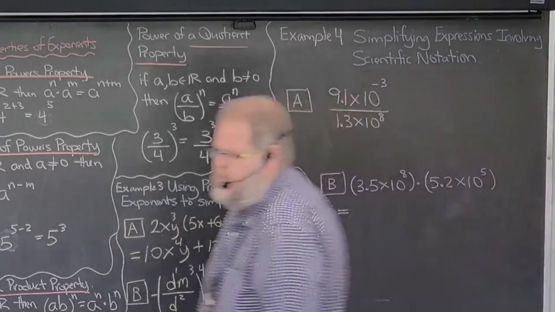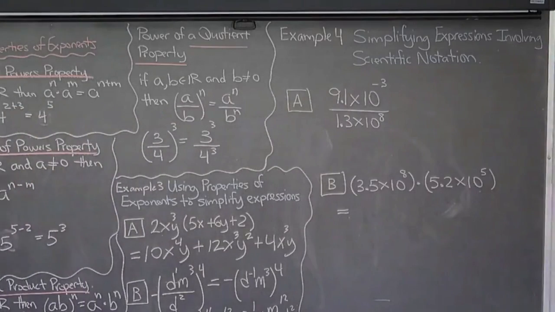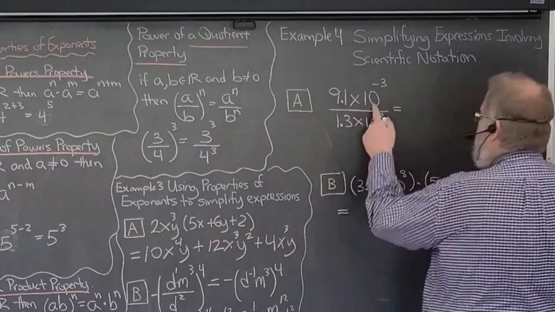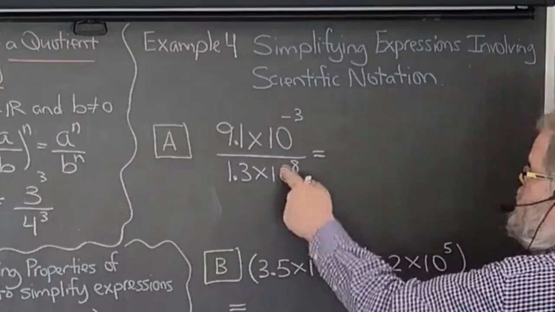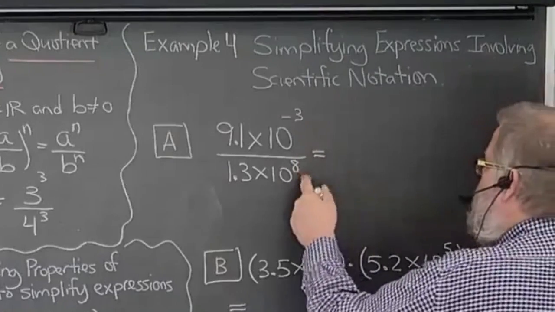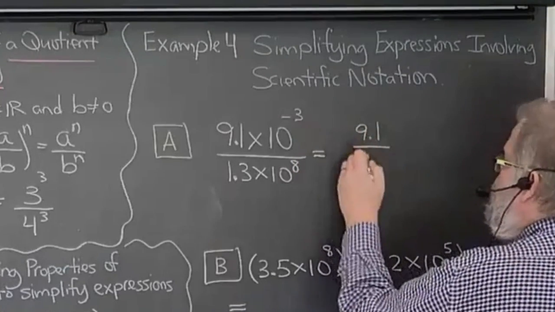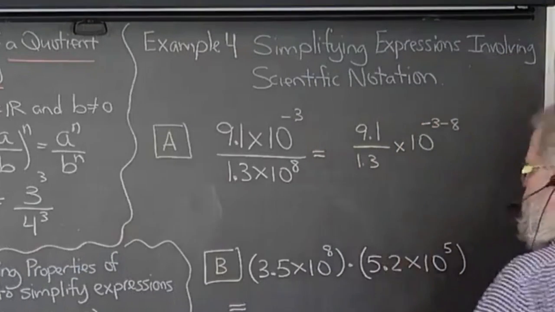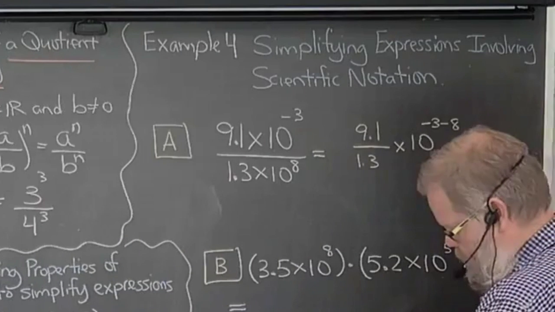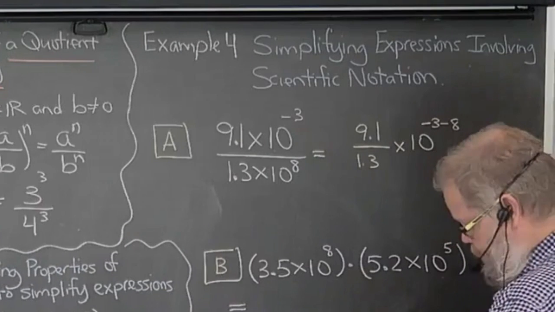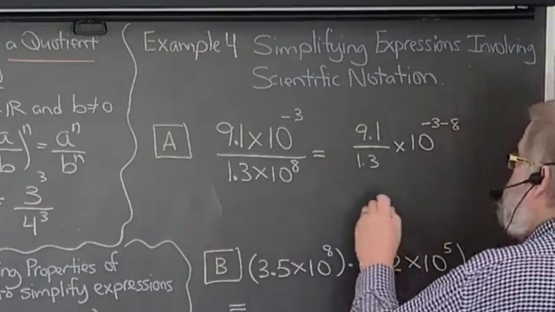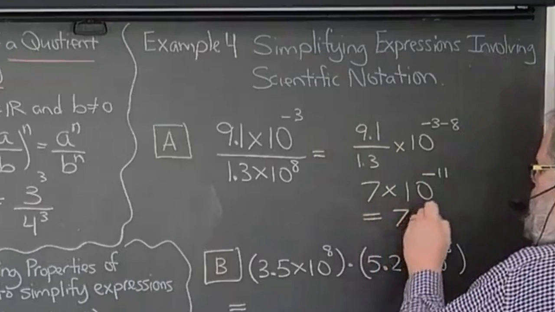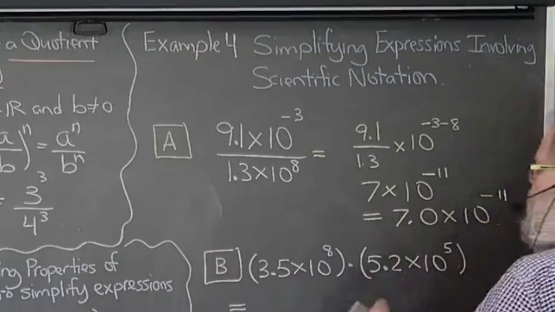So it's perfectly fine, you're going to have to use a calculator to do this. This is how we're going to do this kind of a problem. First thing we're going to do is we take the powers of 10 and we subtract. So -3 minus 8. So this becomes 9.1 divided by 1.3 times 10 to the -3 minus 8. Calculator time, 9.1 divided by 1.3 is the number 7. That was actually pretty good. Times 10 to the -11. And so 7.0 times 10 to the -11 is the final answer here.